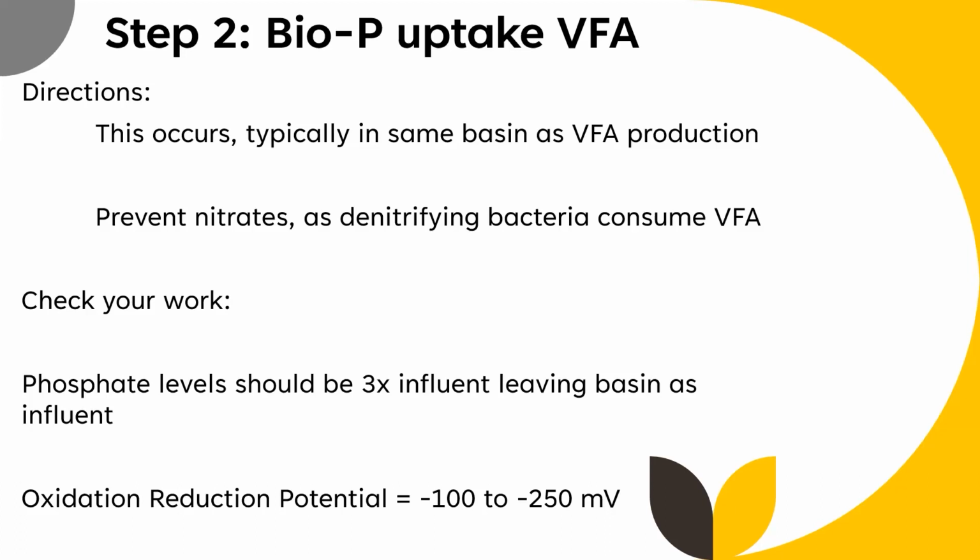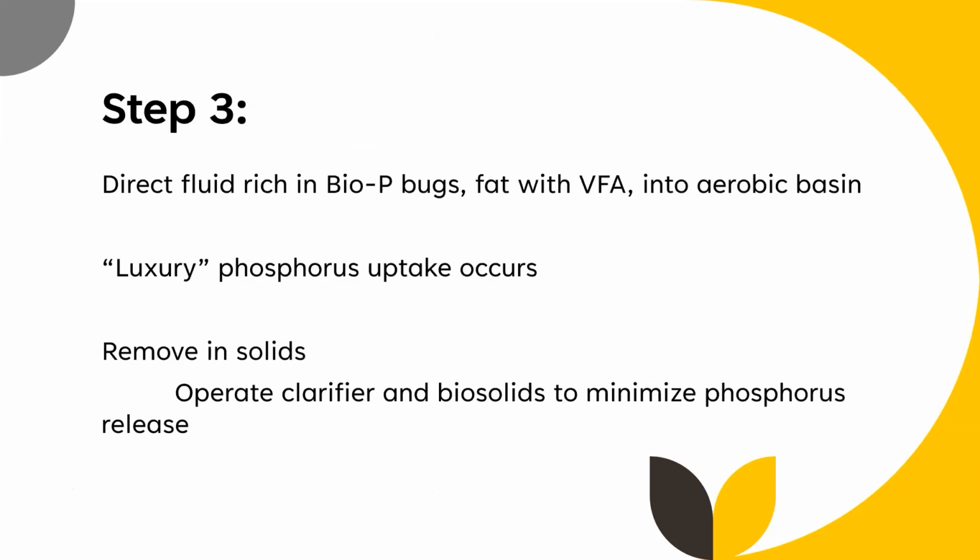So to check your work to see if this is working well, the phosphate levels leaving the basin should be about 3 times the influent entering the basin. So a 3x increase. Some facilities run quite a bit higher than that and are still able to remove phosphorus. And the oxidation reduction potential, again, is in that same -100 to -250 millivolts.